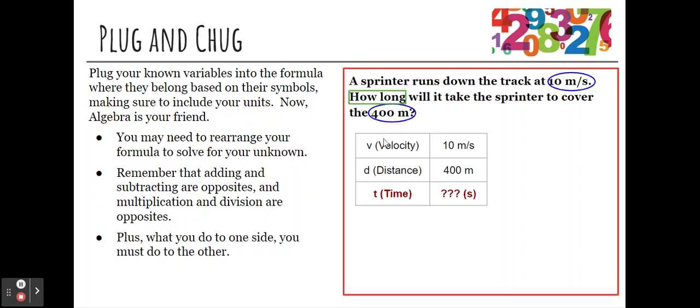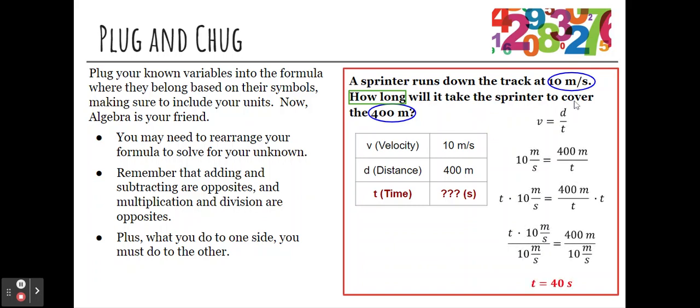So let's get back to our problem. Here are the mathematics. We started by showing the formula that we were going to use. You should always do that. I make my students show me the formula before they do anything else, because at the very least, I can tell whether they've picked the correct formula. Once I have the formula, I then plug in the values where they go in that formula. So 10 meters per second equals 400 meters over time.